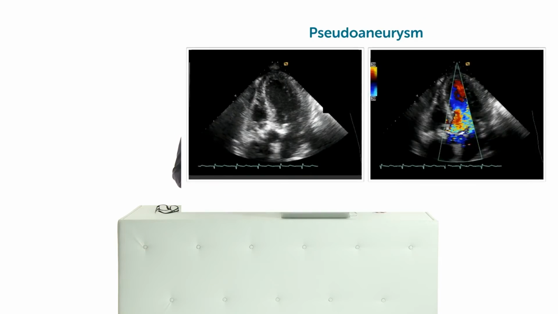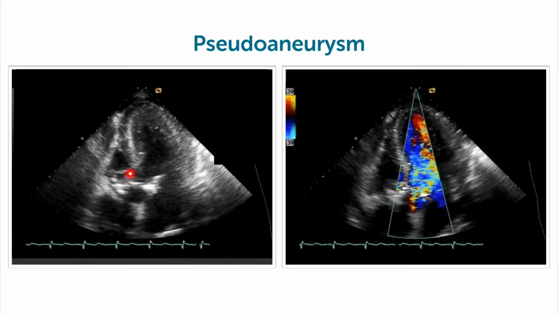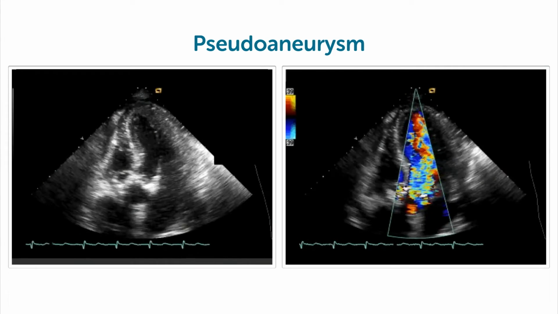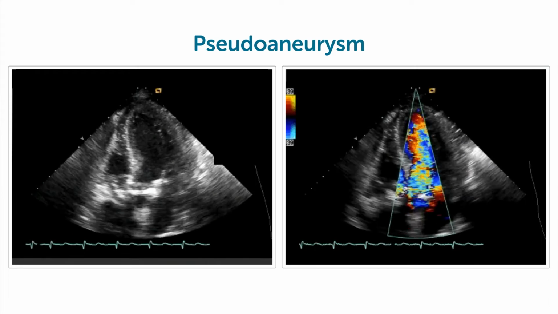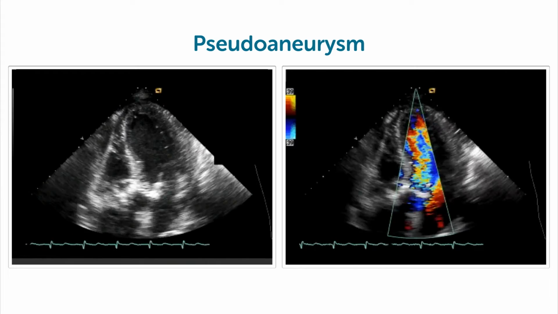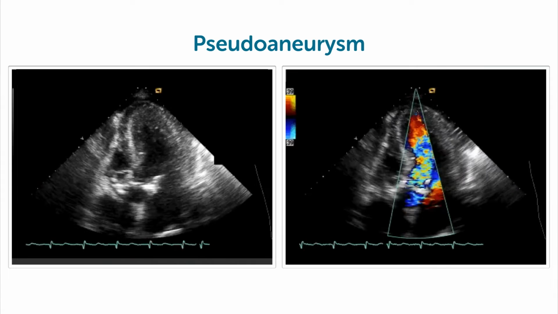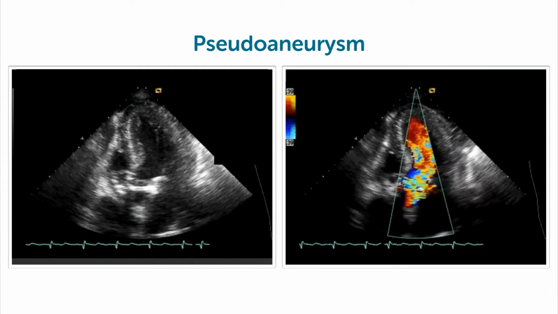Another complication is a pseudoaneurysm, maybe more difficult to diagnose. You have at this point to know that it exists. We're showing you examples because when you see these complications once, you will never forget. And here, for instance, it's a pseudoaneurysm.